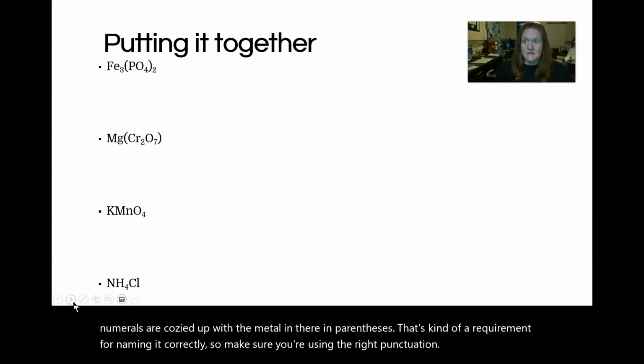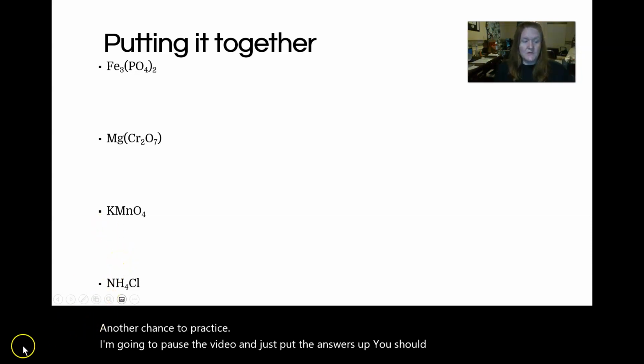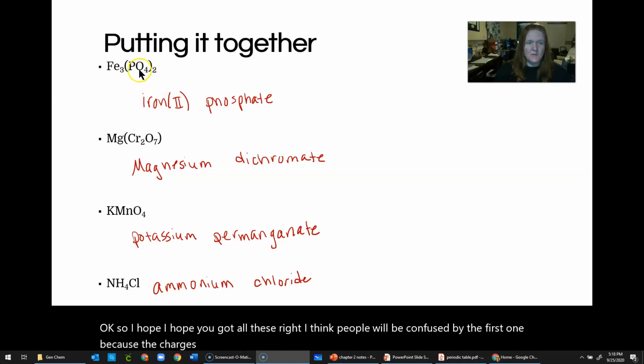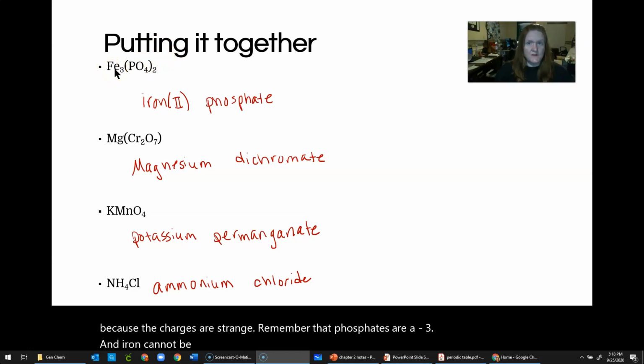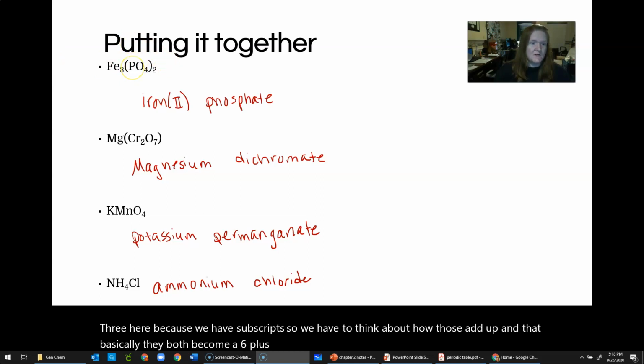Another chance to practice. I'm going to pause the video and just put the answers up. You should pause the video and try it before you look at it. Okay, so I hope you got all these right. I think people will be confused by the first one because the charges are strange. Remember that phosphates are a -3, and iron cannot be a +3 here because we have subscripts. So we have to think about how those add up, and then basically they both become a 6+ and a 6- for the anion and the cation.